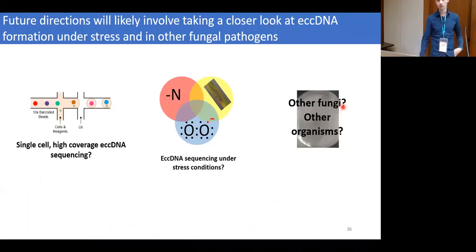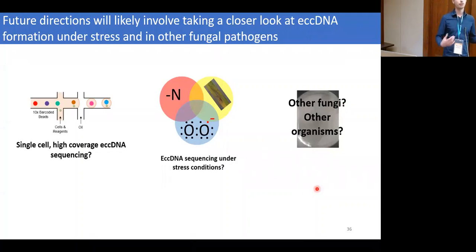In the future, we've talked about a lot of different things, but some of the future experiments can involve, we're very interested in seeing how stress might affect these, or how the circularome might respond to low nitrogen, or what it might look like when Magnaporthe is infecting a plant, as well as, of course, looking in other fungi and other organisms.